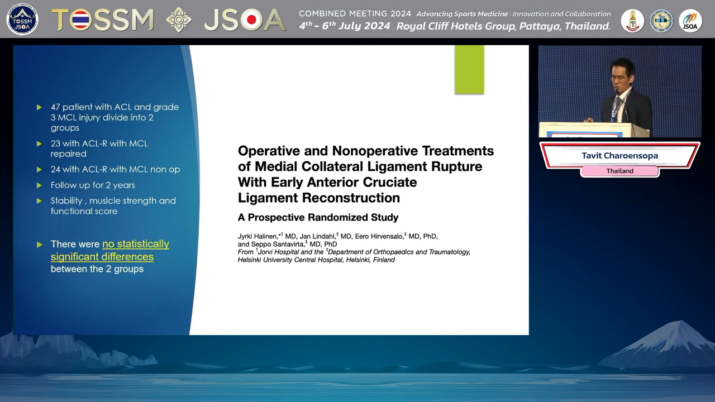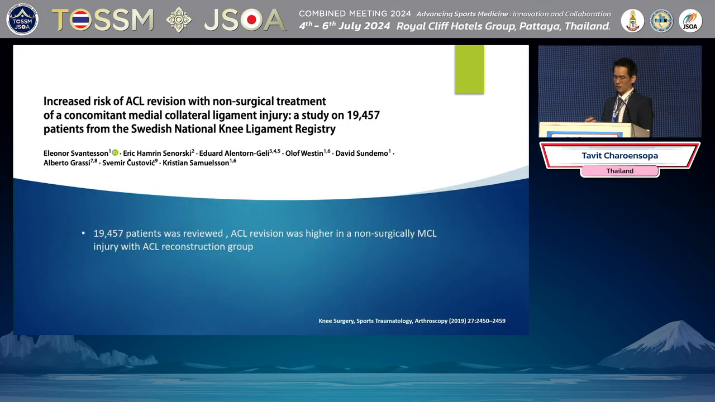This study compares MCL repair with non-operative treatment of the MCL in ACL reconstruction. They divided the patients into two groups for 2 years, and they found no difference in the stability of the knee, the muscle strength, and the functional score between the two groups. But in this study from the Swedish National Knee Ligament Registry, they report a higher rate of ACL revision in the patients who had non-operative treatment of the MCL.